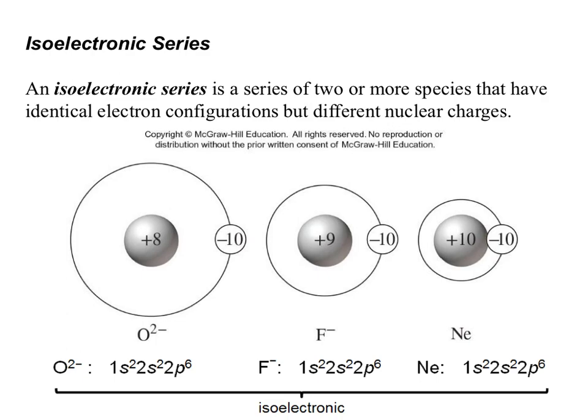Isoelectronic series. An isoelectronic series is a series of two or more species that have identical electron configurations but different nuclear charges. So for example, oxygen 2-, fluorine-, and neon are all 1s2, 2s2, 2p6. Here we can clearly see that neon is the smallest because it has the highest effective nuclear charge with +10, whilst fluorine with +9 is a little bigger and oxygen with +8 is now much larger.